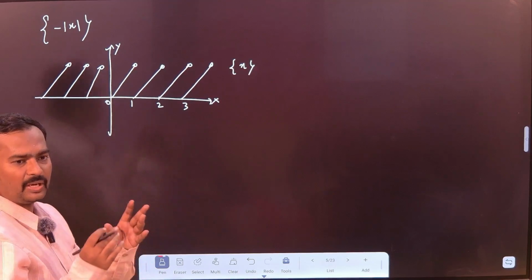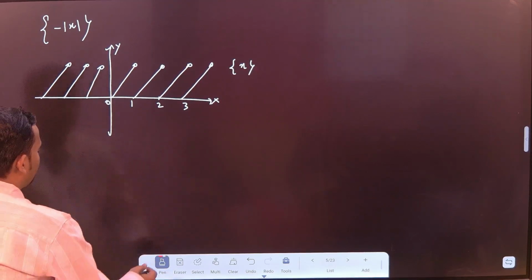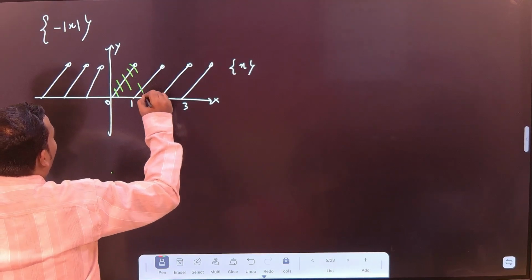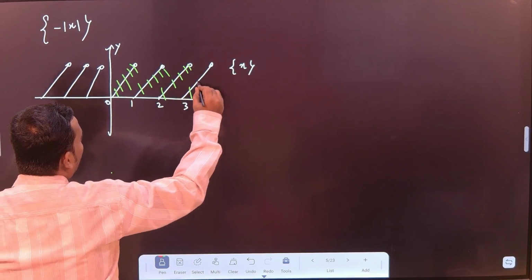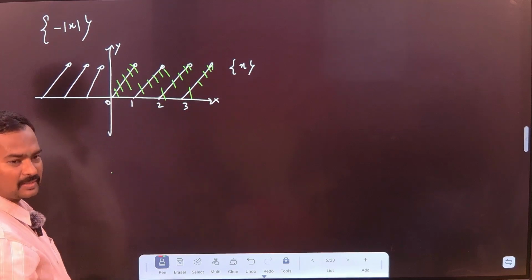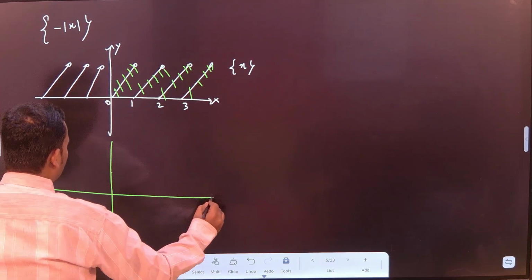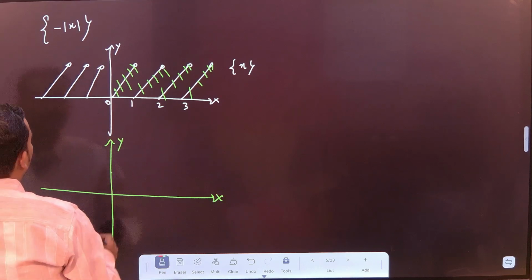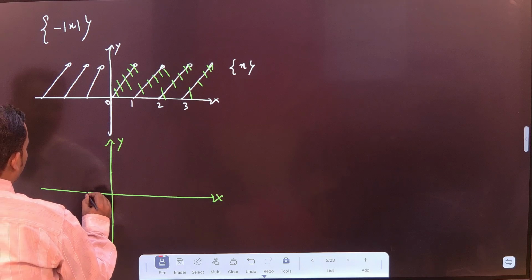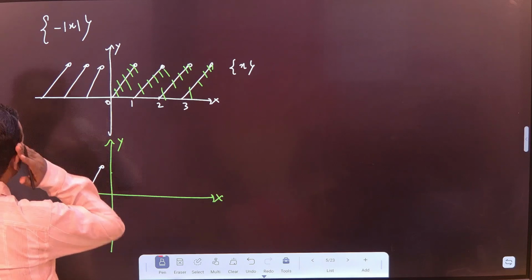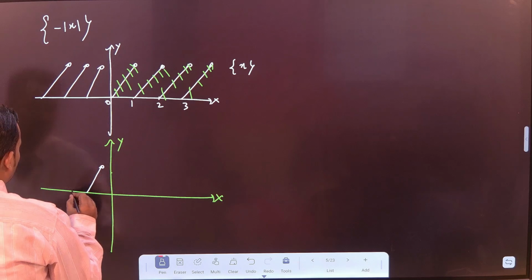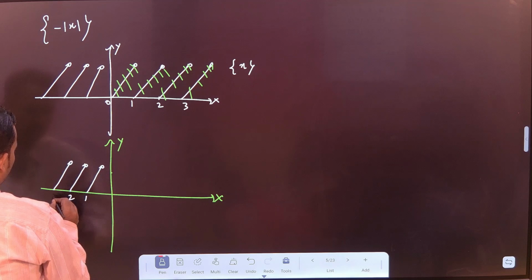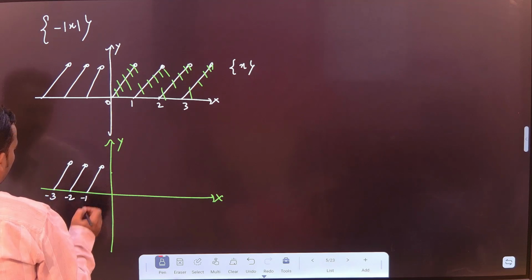What you can do, just replace x by minus mod x, right? Minus mod x means whatever the right side portion is there, you remove it. Right side portion, you remove it. Keep the left side portion as it is. Okay, take the image about the y axis. First you draw the left side graph. This is y is equal to x plus 1. This is x plus 2, x plus 3, right? 1, 2, 3. Here minus 2, minus 1, right?